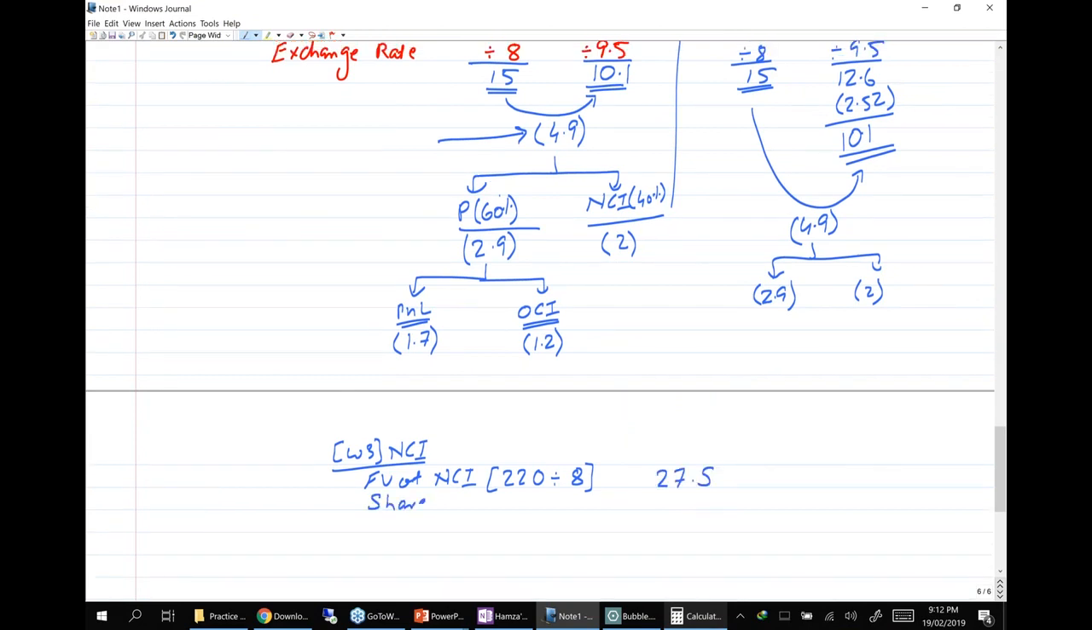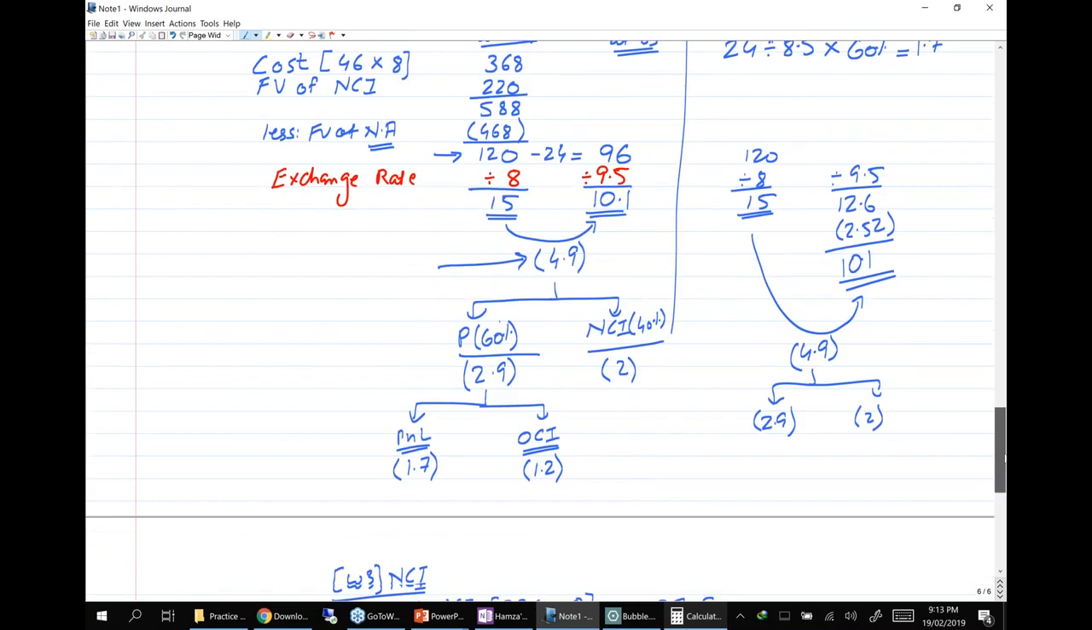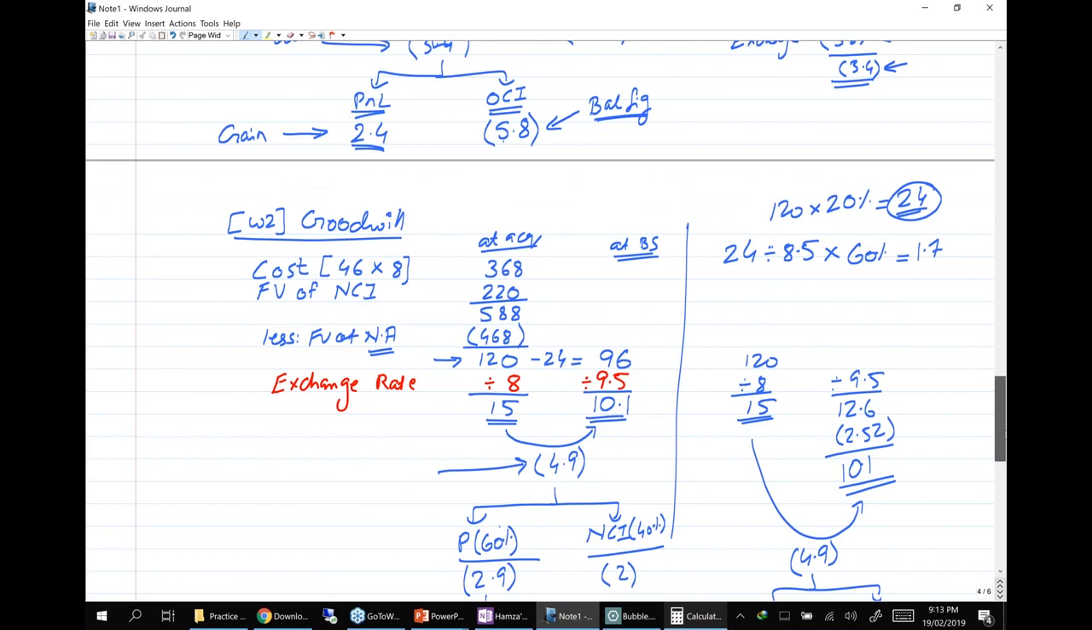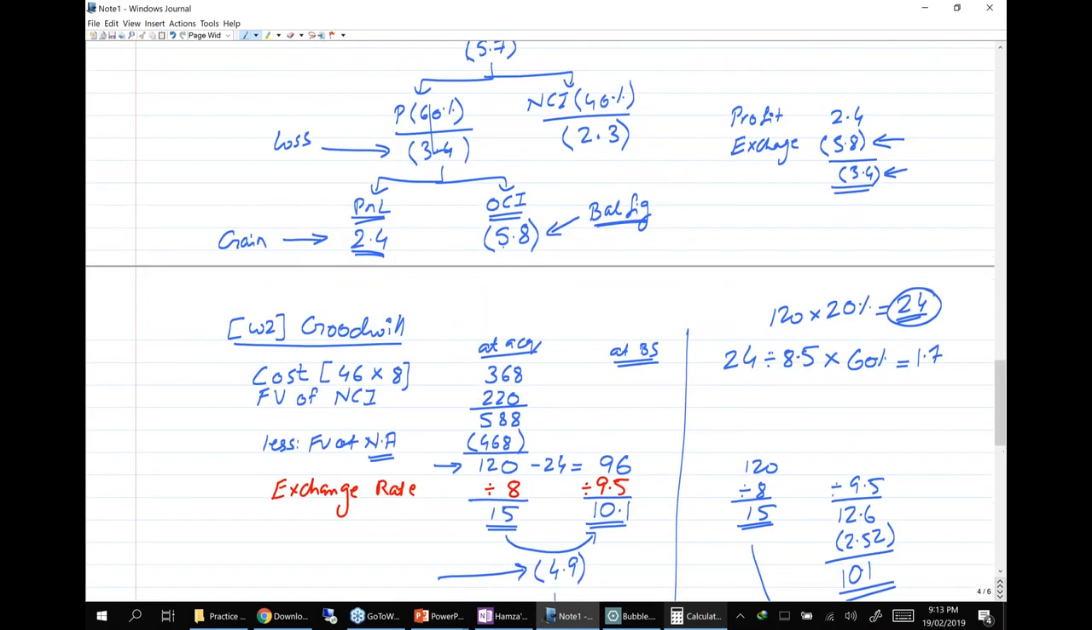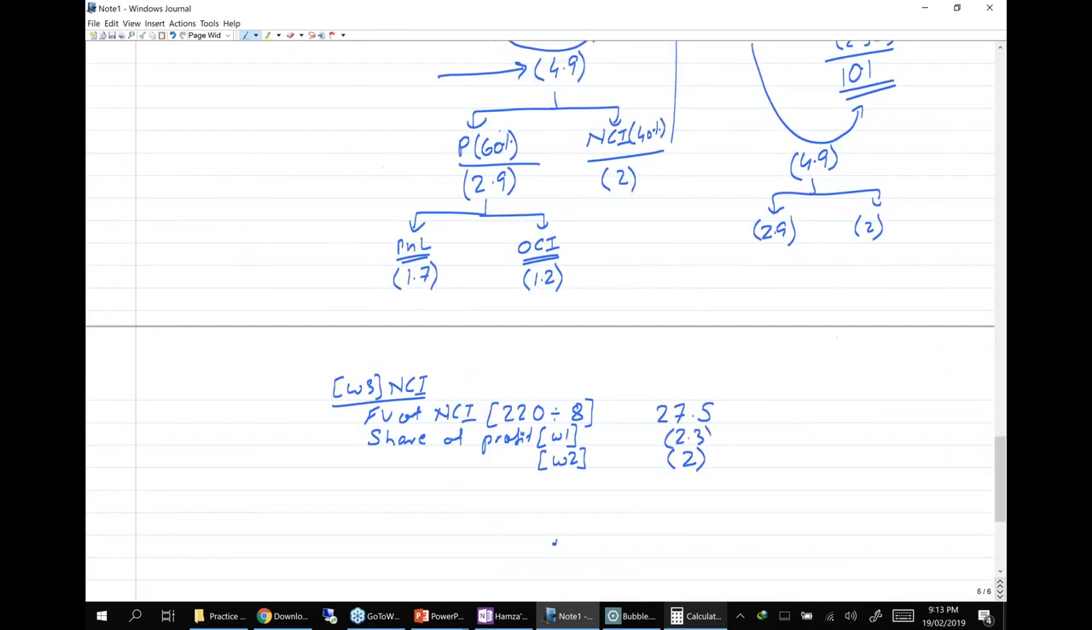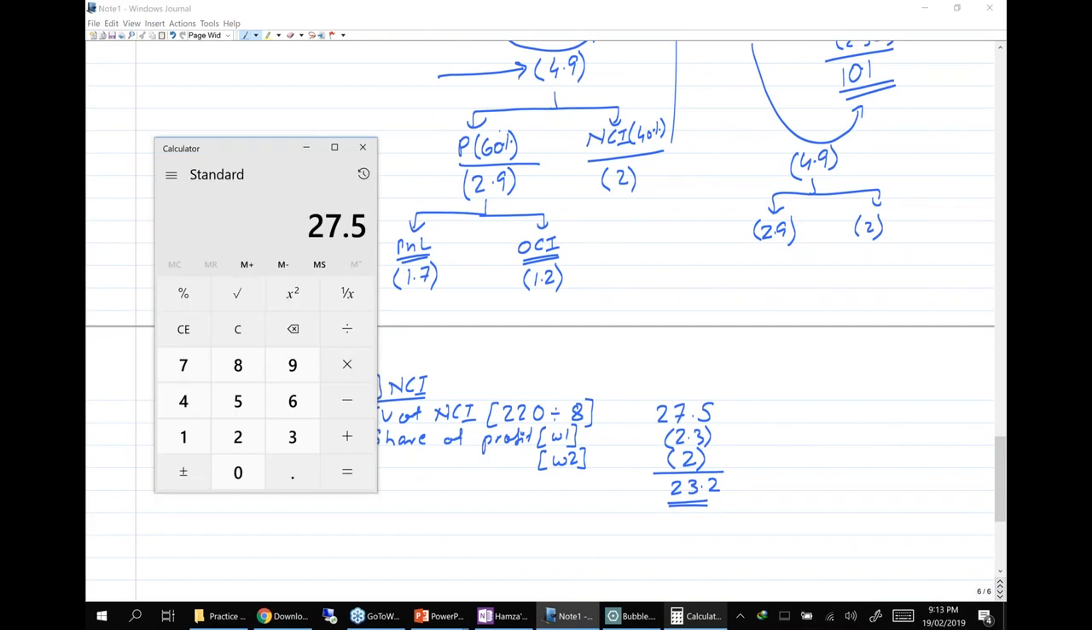And then we are going to add the share of profit into this from both the working 1 and the working 2. So the share of NCI in working 2 is -2, and the share of NCI in working 1 was -2.3. So it's -2.3 from working 1. So this is going to become 23.2. Let me check. 27.5 minus 2.3 minus 2.3 and minus 2 is going to give us 23.2. Yes.